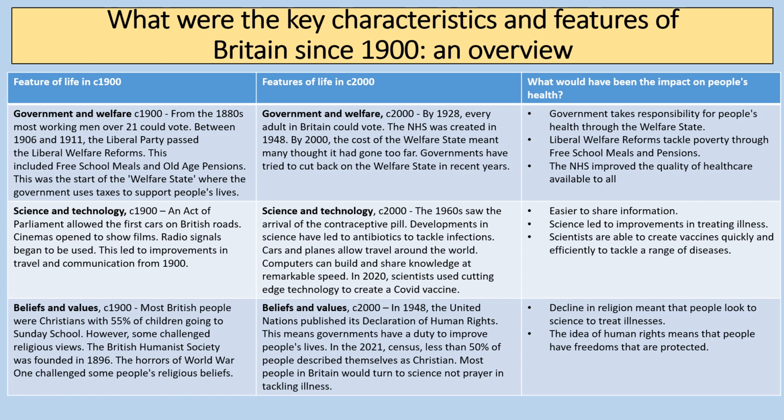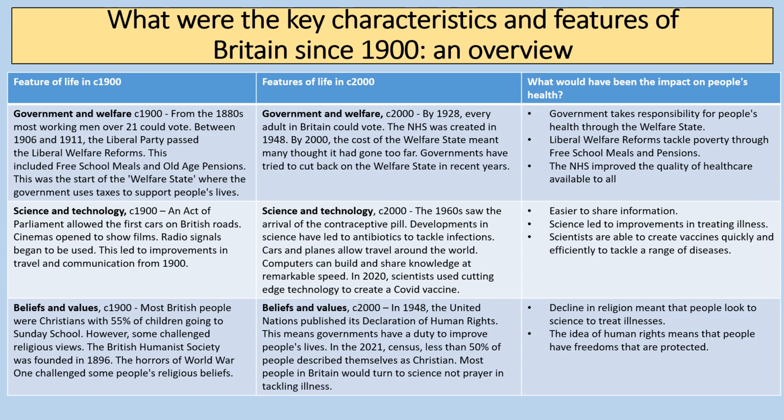Computers can build and share knowledge at huge speed. It's worth noting that in 2020, scientists used cutting-edge technology to create a COVID vaccine. So all this means that it's easier to share information. Science has led to improvements in treating illnesses, and scientists are able to create vaccines quickly and efficiently to tackle a range of diseases.